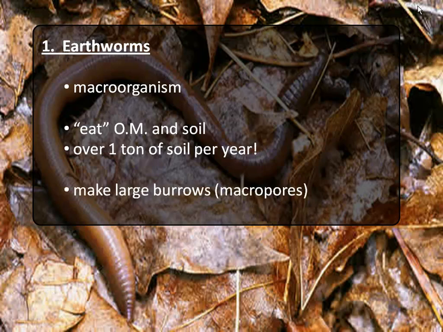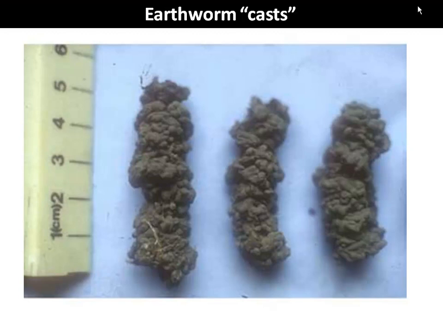One thing that's important to talk about with earthworms is the fact that they make large burrows. They make macropores. This is great for helping facilitate water and air movement, but does have some concerns that we'll talk about in a little bit.